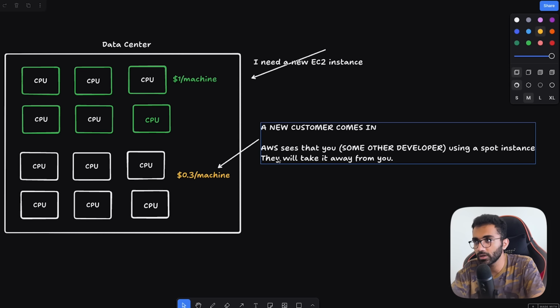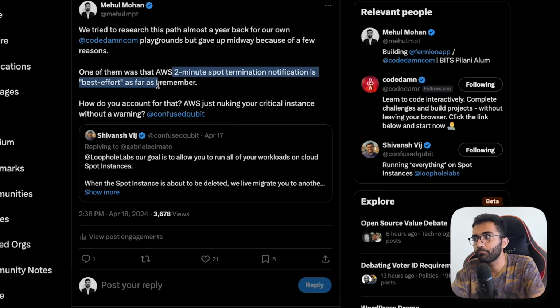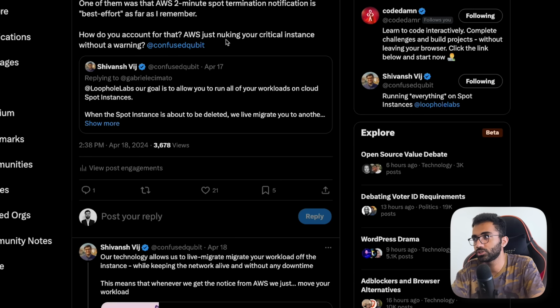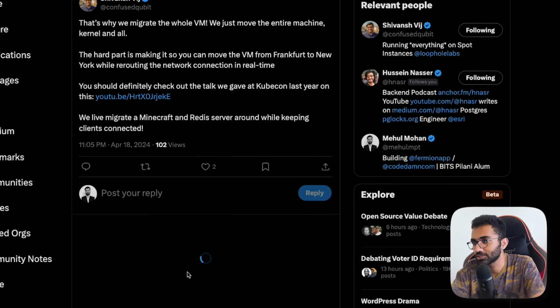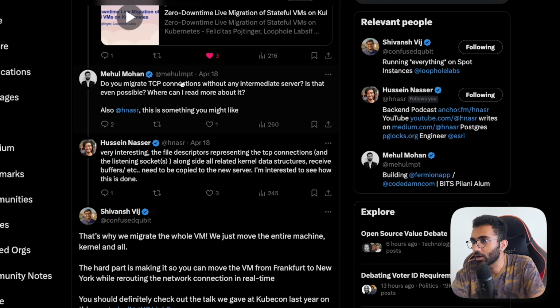They give you a 2-minute warning, but this 2-minute warning is best effort, right? So it's not like they will always give you this warning. So how do you account for AWS just nuking your critical instance without a warning, because that's possible, right? So again, he did reply, but I won't say I fully understood what the conversation was at that point, because again, like I mentioned, this was my question from last time also.